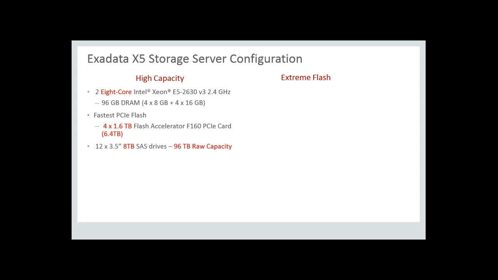and it comes with 12 disks. Each server will have 12 disks, and one disk is 8 terabyte. So you are getting around 96 terabyte of raw capacity per storage server. I'm repeating, per storage server, because it's not the capacity of the complete Exadata. It's one storage server's capacity. So one storage server comes with 16 cores, 6.4 terabyte of flash, and 96 terabyte of raw capacity.